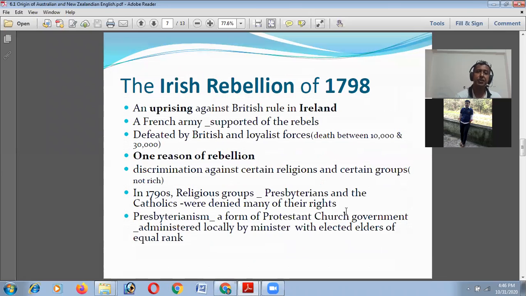And one noticeable thing is the Irish Rebellion in 1798, an uprising against British rule in Ireland. We know that Ireland, Wales, Scotland are under the UK. But the people of Ireland revolted against the British government, and that happened in 1798. A French army, supported by the rebels, was defeated by the British and the loyalist forces.